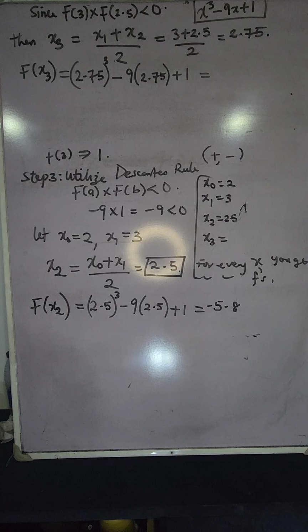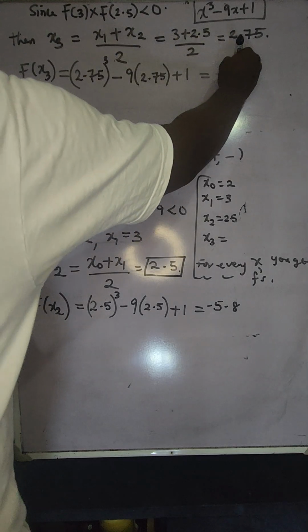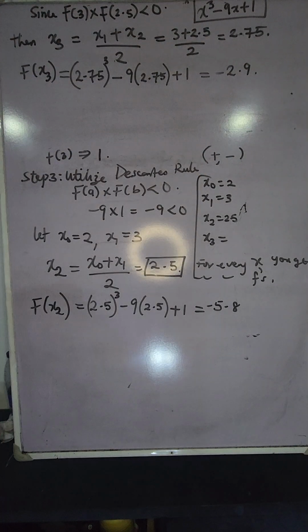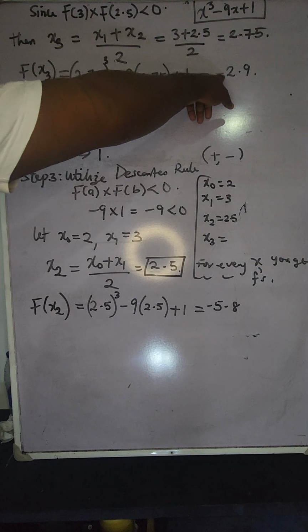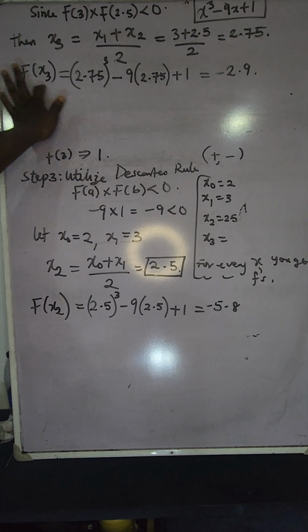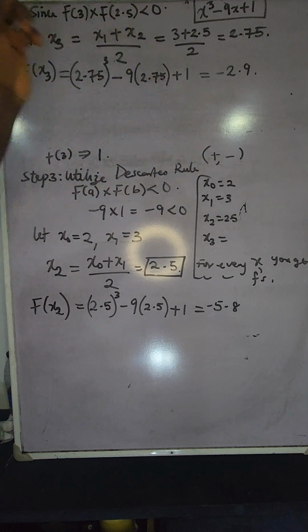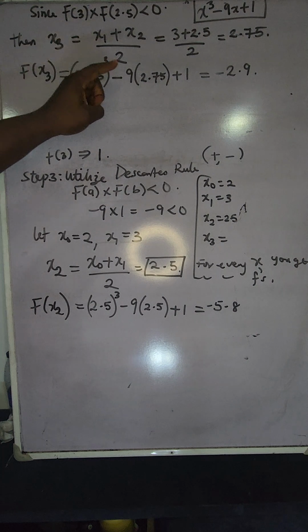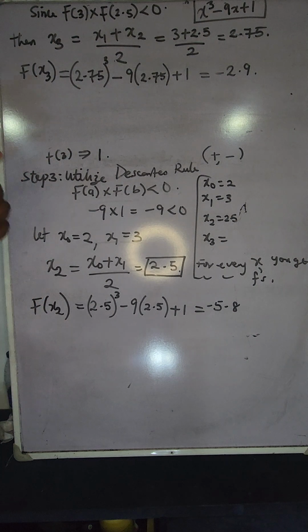F of x3? You're going to have a minus 2.9 for f of x3. Now, the next question you ask yourself is, this person is a negative. I told you before you go to the next step after finding the f's, you must check for Descartes' rule. You must do what? Check for Descartes' rule.